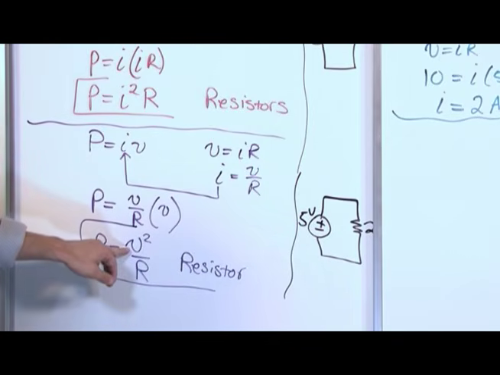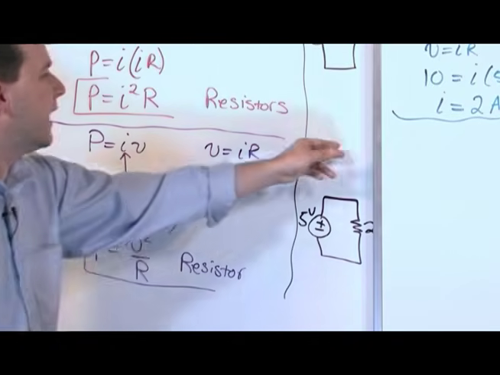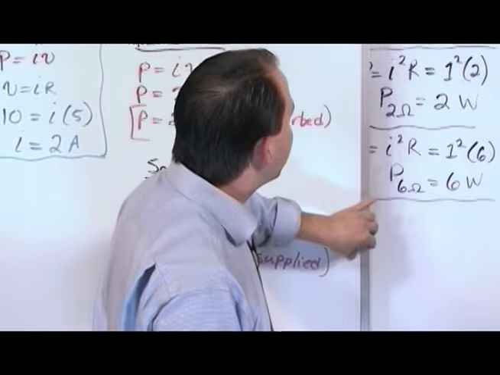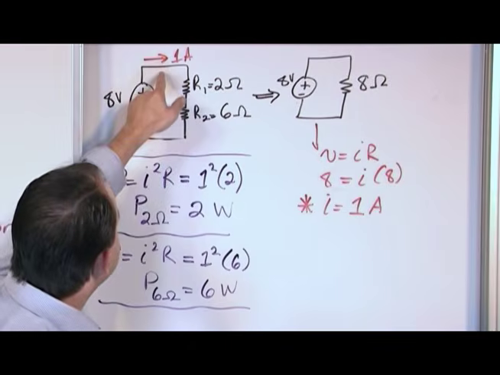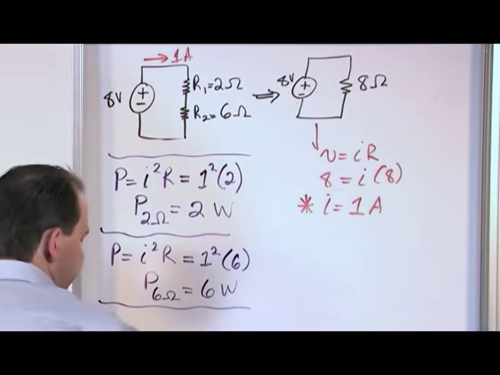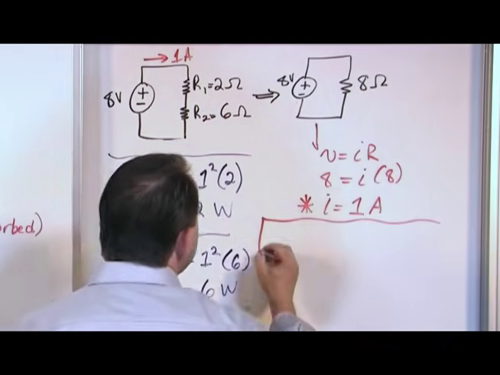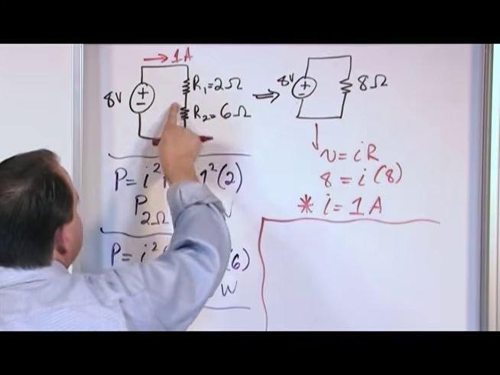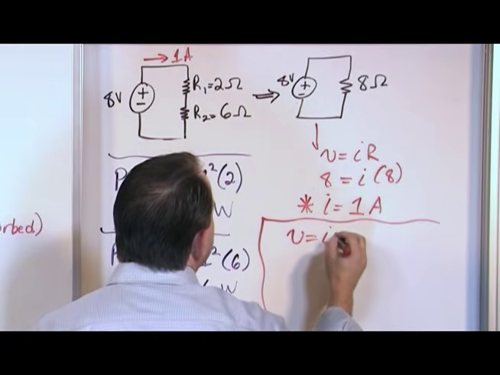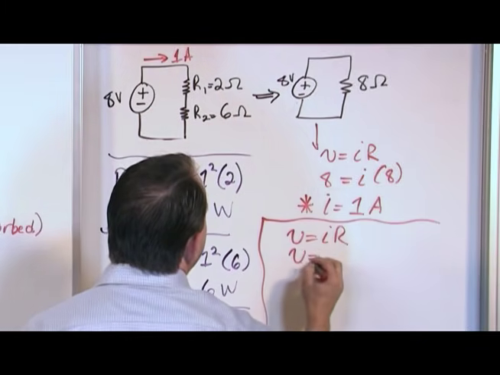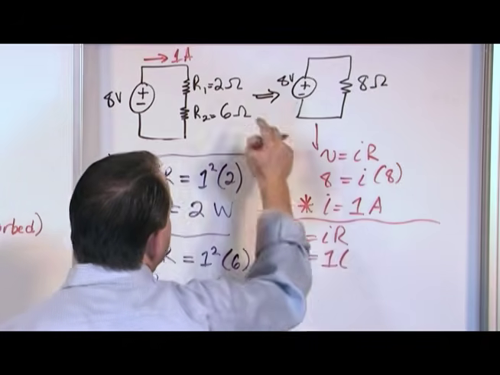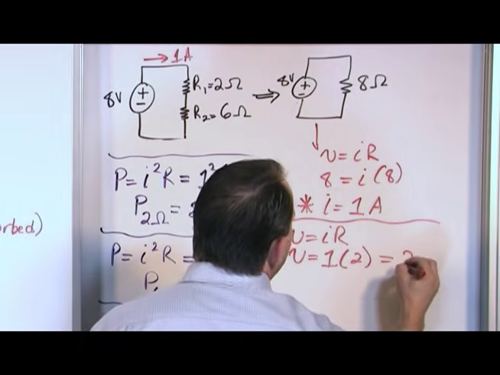If I know the voltage drop across a resistor, I can use this one. Well, now that I know the current, I can actually find that. In fact, it's a good little exercise. I'll just show you real quick. You get the same answer either way. The voltage drop across this resistor is IR. It's Ohm's law. So the voltage drop is 1 amp times the resistance, which is 2 volts.